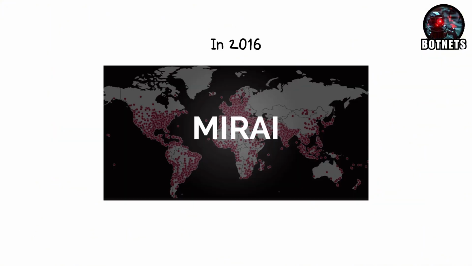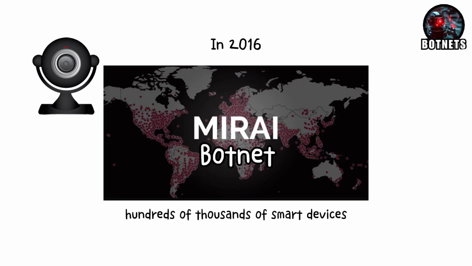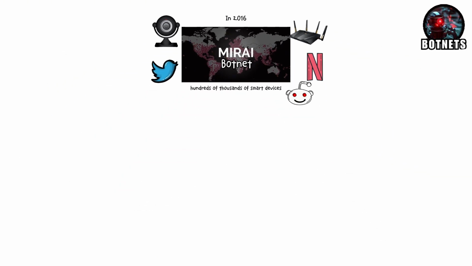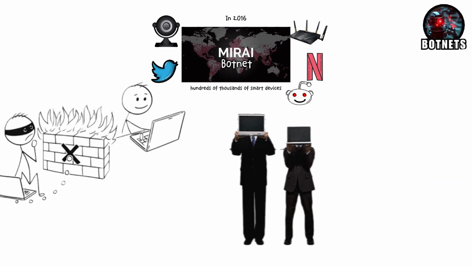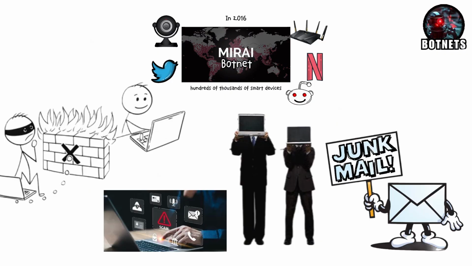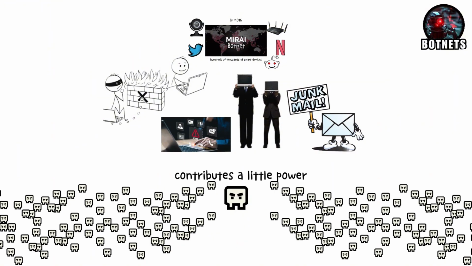In 2016, the Mirai botnet hijacked hundreds of thousands of smart devices, things like cameras and routers, and used them to bring down major sites like Twitter, Netflix, and Reddit. Botnets aren't just used for attacks, though. Hackers also rent them out to spammers who want to send millions of junk emails, or to criminals running fraud schemes. Because each bot contributes a little power, together they form a huge invisible machine.